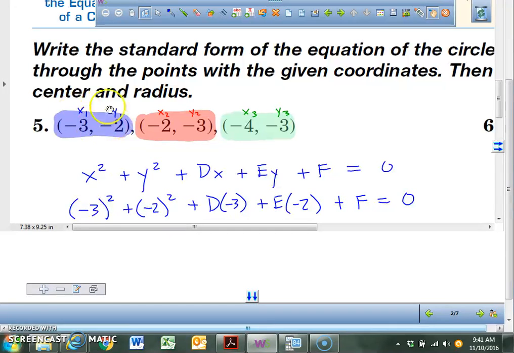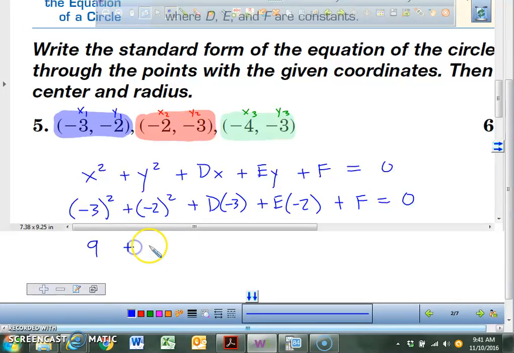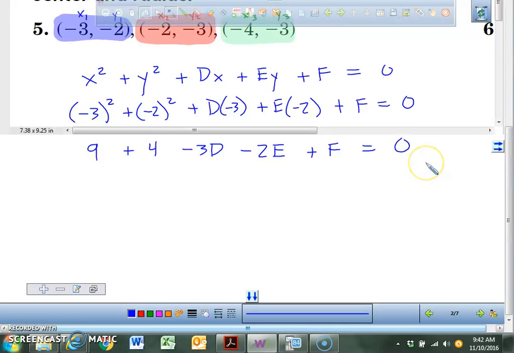So we're going to evaluate everything right here from the blue coordinates. -3 squared gives us a 9. -2 squared gives us a 4. D times -3 is a -3 times D. E times -2 is a -2 times E. Plus F equals 0. So when you evaluate all of those numbers right there, that's what you're going to get. If you combine the 9 and the 4, right here, that gives you 13.